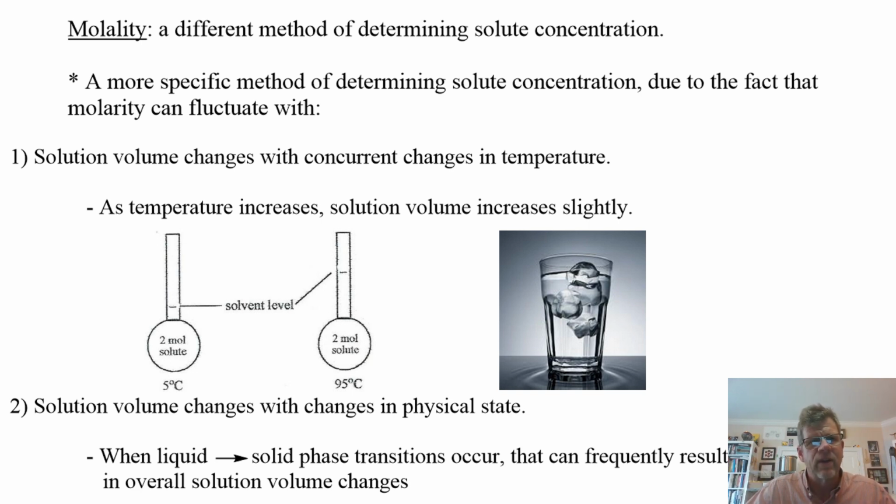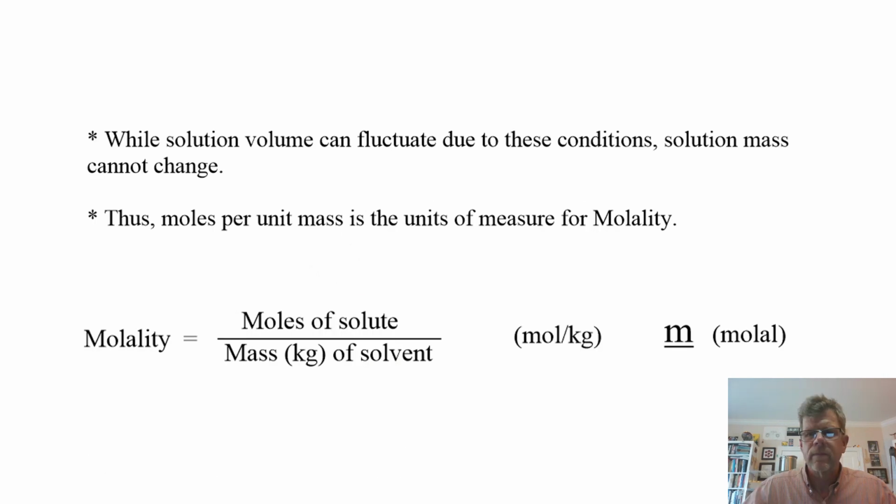So let's take a look at this concept of molality that we talked about before as a different, more accurate method of determining solute concentration. So now, while solution volume can fluctuate under the 2 conditions that we just talked about, changes in temperature or changes in state, volume changes, but mass will not change. The mass of the solution or the mass of the solvent, that's 1 kilogram of solvent at 5 degrees is 1 kilogram of solvent at 95 degrees.